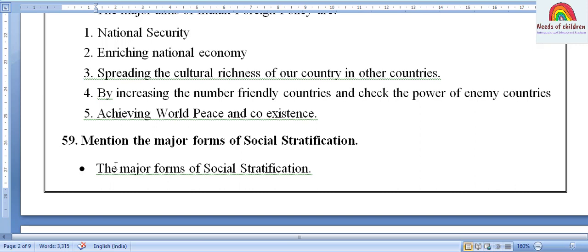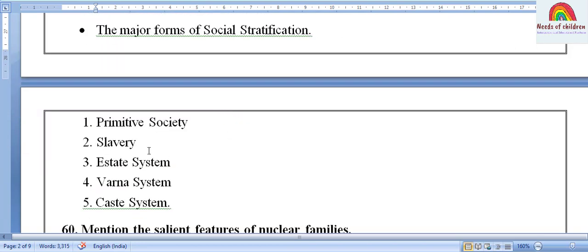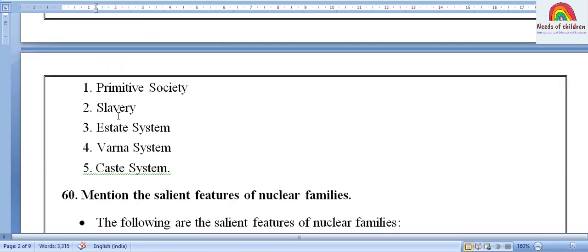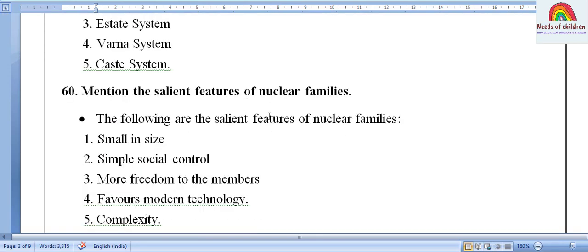Here is the next question. Mention the major forms of social stratification. So dear friends, this is the question from 10th standard sociology, the lesson called social stratification. So the answer for this, the major forms of social stratification: primitive society, slavery, estate system, Varna system, caste system. So these are the points. Friends, move on to the next question.